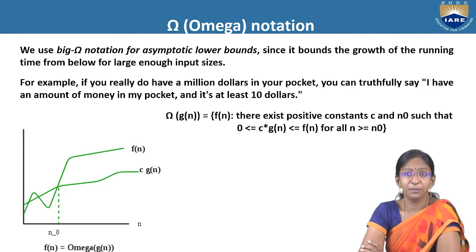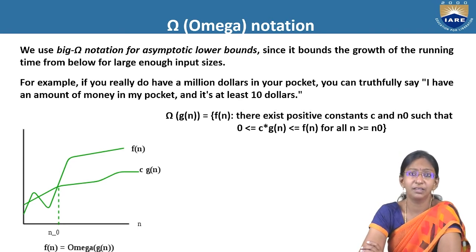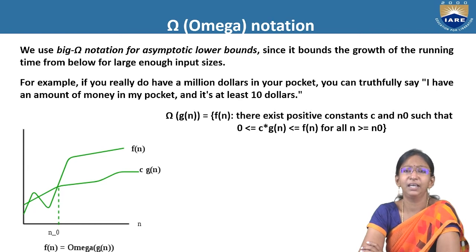For example, say you have $1 million in your pocket and a person says that I have at least $10 in my pocket. Yes, that is a true point. But how much does he actually have? $1 million. The upper case is very far. So keeping only the lower case in mind, we cannot analyze the complexity of any algorithm. So omegas are used very rarely. Most prominently used are thetas.